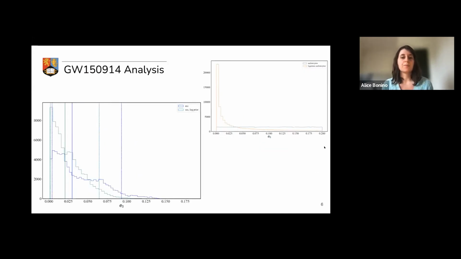After doing the injection studies, I did an analysis of GW15 and M14. For example, I changed the prior distribution to see what was changing in the posterior distribution. As you can see here, the posterior distribution is prior dependent. For example, for the logarithmic distribution, we have an accumulation near the lower boundary of the prior.